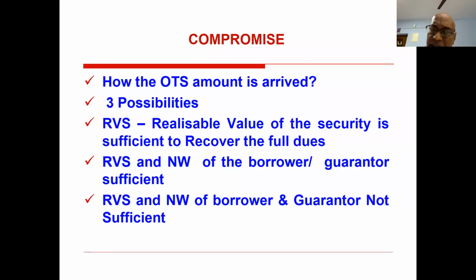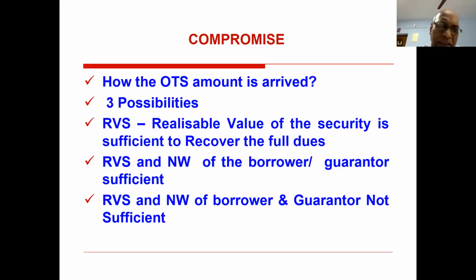The third possibility: the realizable value and the net worth of the borrower, both put together, are also not sufficient to recover the dues. In that case, there is a different formula. So how is the OTS amount decided? First, we are seeing how the OTS amount or the compromise amount is decided, what the bank has to get from the borrower.